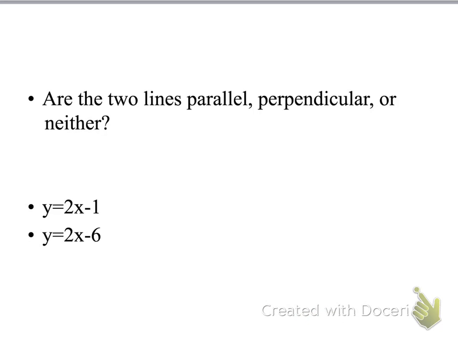Okay, are these two lines parallel, perpendicular, or neither? For us to be able to do this, we always have to get the equations in y equals mx plus b so we can look at those slopes. So if I'm looking at the slopes, they are the same, so they are parallel. Opposite reciprocal would be perpendicular. Neither would be neither of those two. Okay, so you have to solve for y equals mx plus b and then check the slopes.